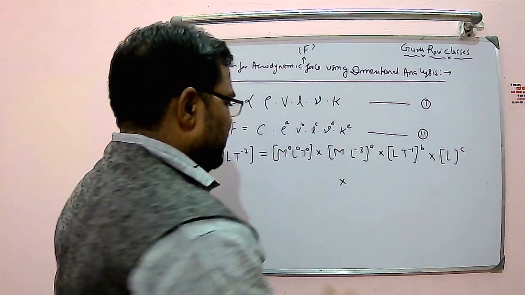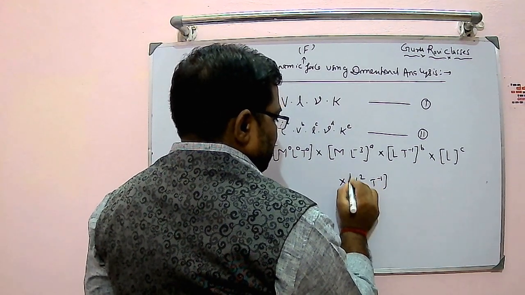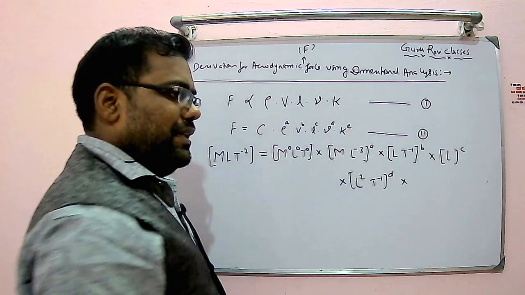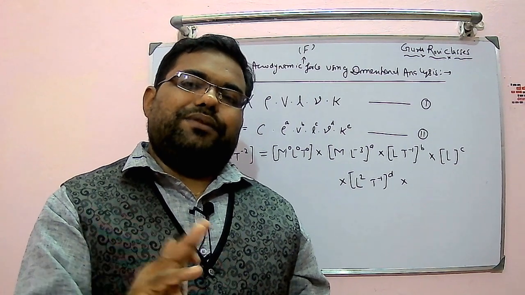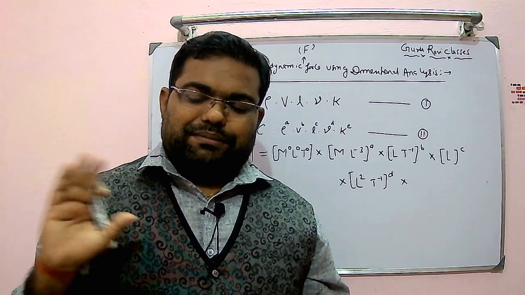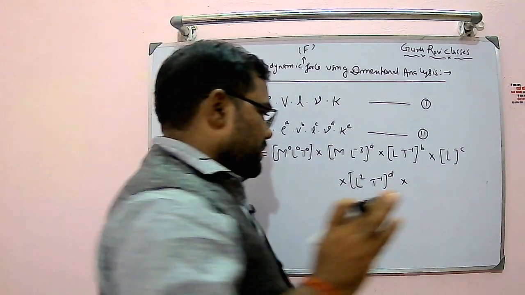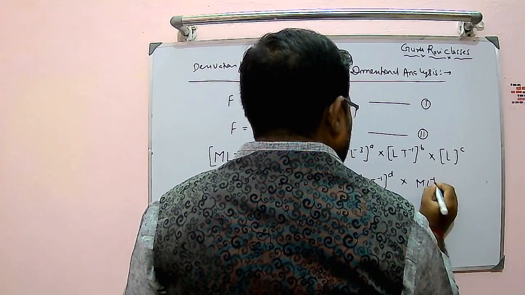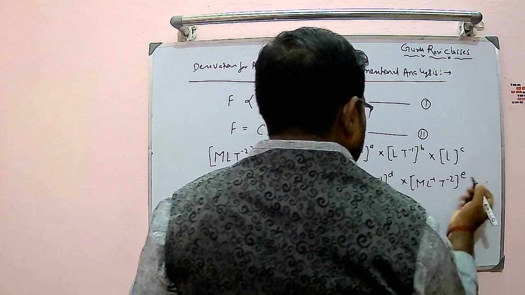So L square T minus 1, this is to the power d, into bulk modulus. Again, this is dp by dV by V. So dV by V is strain, and strain will not have any dimensions. Only pressure: whatever dimension of pressure is there, that you can put. So the bulk modulus is M L minus 1 T minus 2. So this is to the power e.